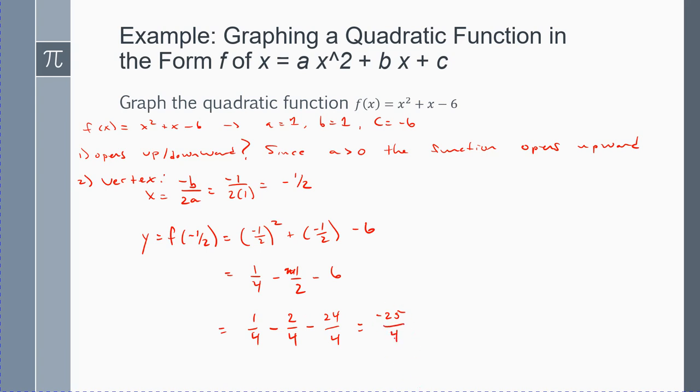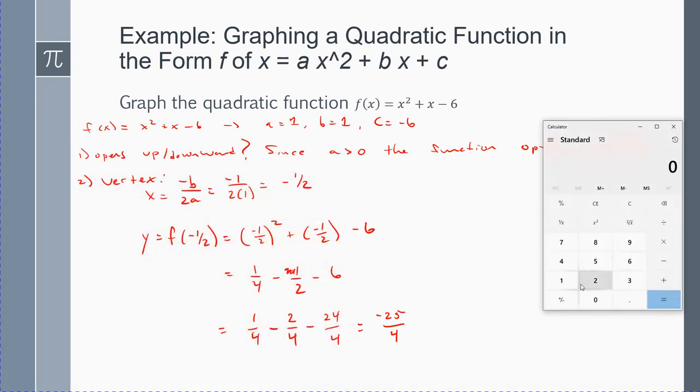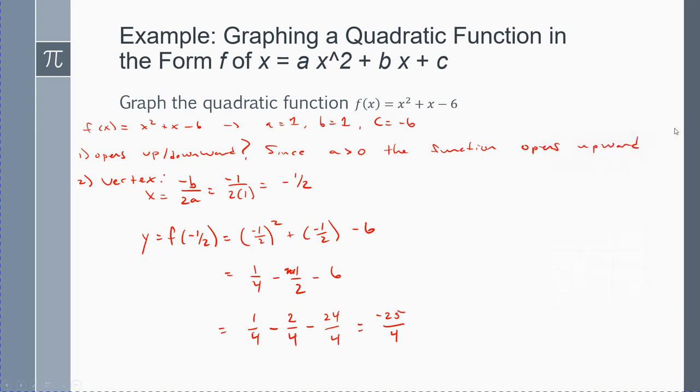Okay, so just be careful. This is just a little bit more than 6. You can even grab a calculator here and round it to 2 decimal points if it helps to see this. So take 25 divided by 4 and you get 6.25. Okay, so the vertex is the point negative 1/2 comma negative 25 over 4. Or if you just want to see it as a decimal, it's negative 0.5 comma negative 6.25.